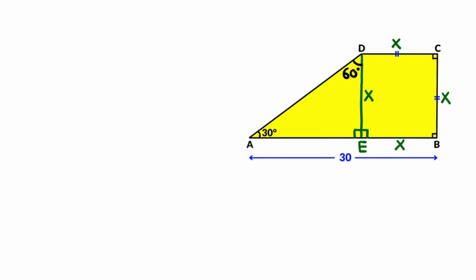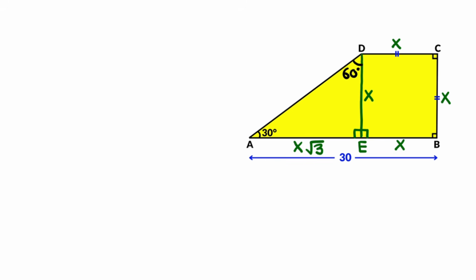In a 30-60-90 triangle, the longer leg is the shorter leg multiplied by the square root of 3. Here, the shorter leg is the vertical side, DE, which has length x. So, AE equals x multiplied by the square root of 3.